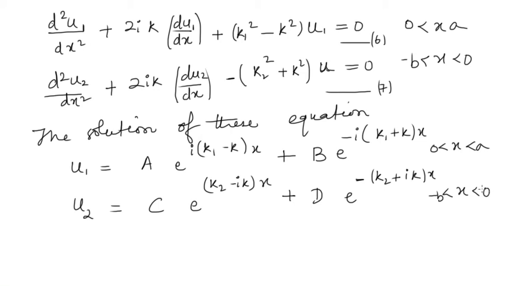Okay, and a, b, c, d are the constants. Now what we have to do, we have to just substitute as we have done in the earlier problems of step potential and rectangular potential. We have to apply the boundary conditions. What are the boundary conditions? That at x is equal to 0, the wave functions and their derivatives are continuous, and also we will apply that wave functions are periodic.